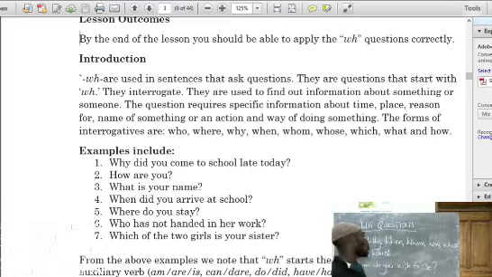We can also have another word beginning with whom. You can say, whom do you love? You see, whom do you love? That is it. Okay, so those are the examples that we have on the WH questions.